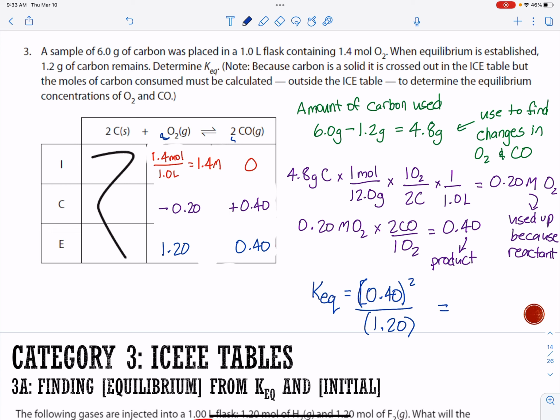And I get a final answer of 0.13 for that KEQ value. Okay, so that's how we do those category 2 problems.